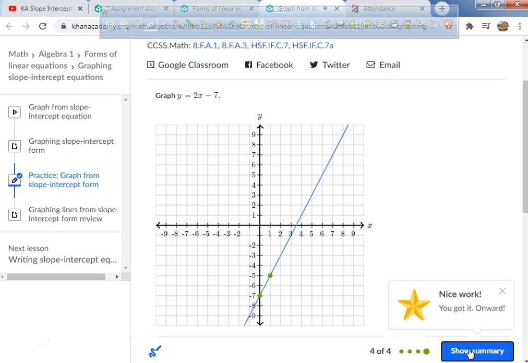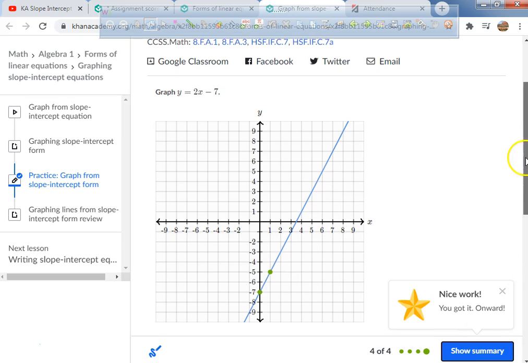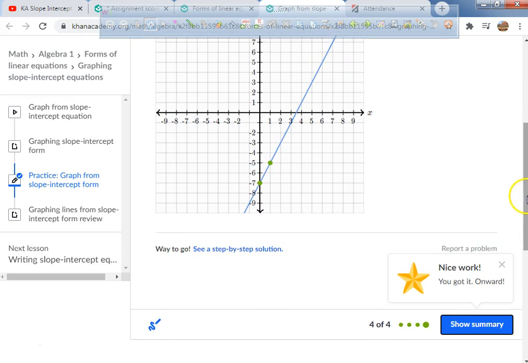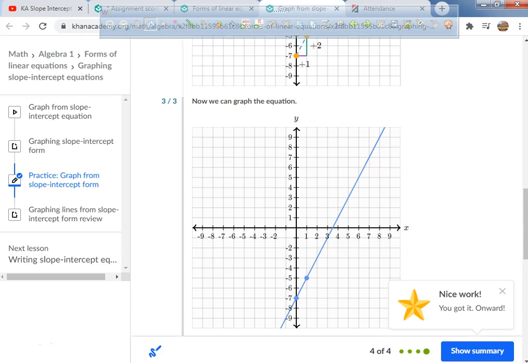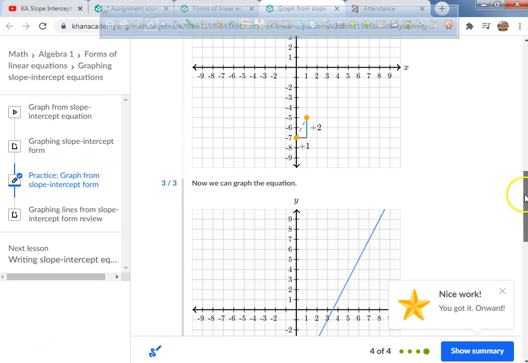Okay? So what I want you guys to do is graph. If you get it wrong, that's good, because hopefully you will learn from it next time. Now look what happens. If you get it wrong, do not just hit next. If you get it wrong, click this button. And what will you see? You will see what you should have done.